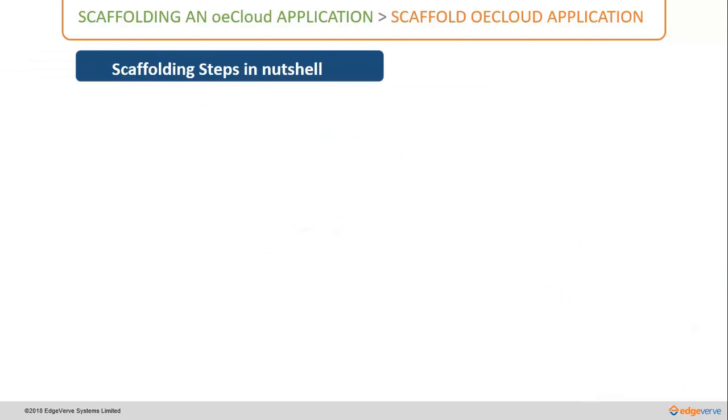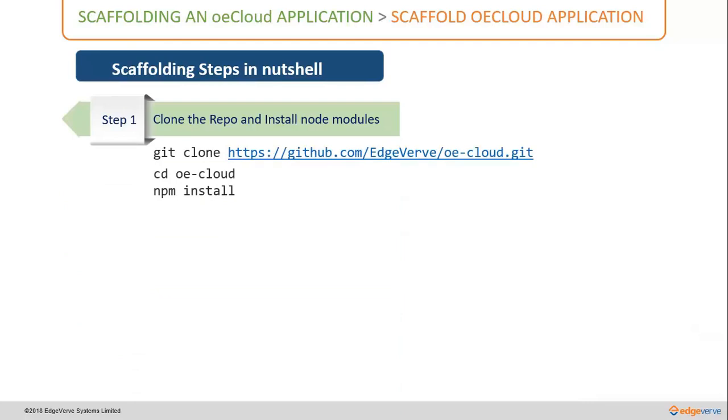Now let us review the scaffolding steps in a nutshell. To start with, we need to clone the repo and install the node modules. To do that, we would issue the git clone command, and along with that we will pass the oeCloud repository as the parameter, and the oeCloud repository is hosted on the github.com's edgeverve site.